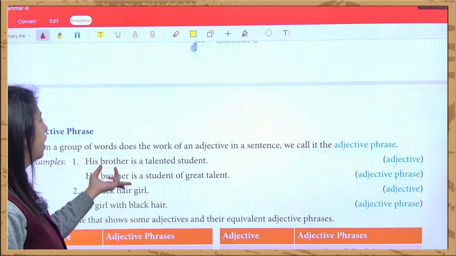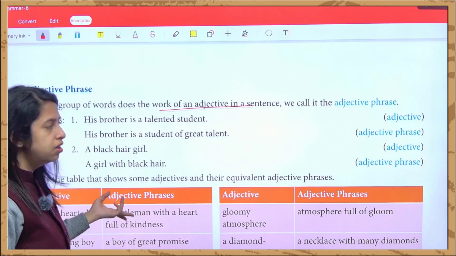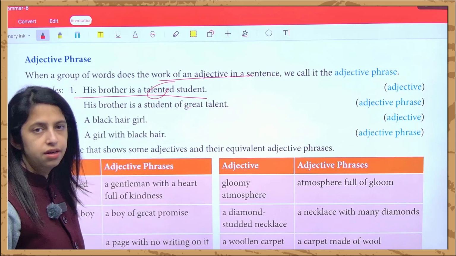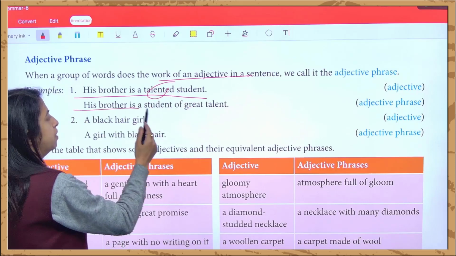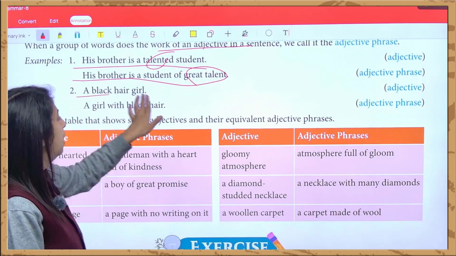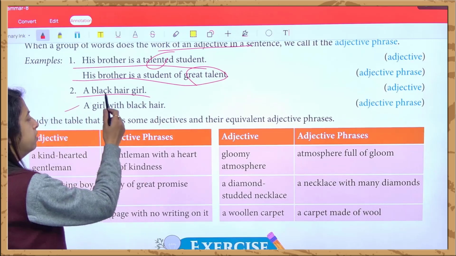Right. Then comes the adjective phrase, which will work as an adjective in a sentence. जिसको हम बोलेंगे adjective phrase. Brother is a talented student. Student तो है, but कैसा है? Talented है, right? Now, his brother is a student of a great talent. This is also an adjective phrase. A black hair girl, एक लड़की है जिसके बाल जो हैं वो black हैं. Girl with a black hair, right?